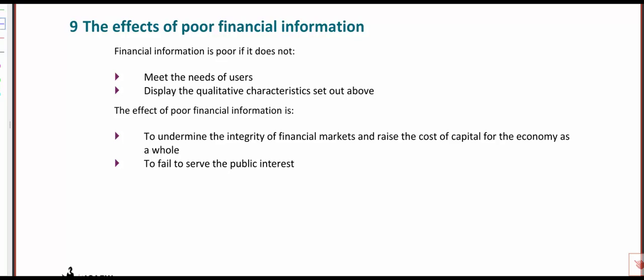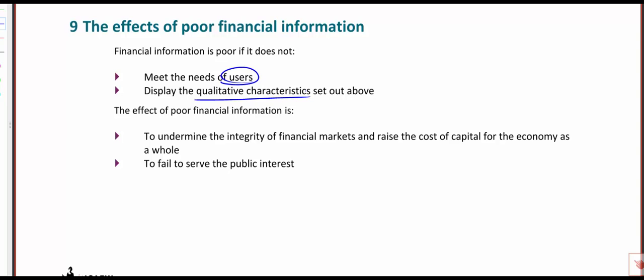So when I say poor information, poor financial information, what am I actually looking for? So firstly, maybe it doesn't even meet the needs of my users. So I know that there are various people within the organization that are going to need this financial information, and if I'm not providing it in the right way, then it's worthless. Finally, then we also kind of spoke through those qualitative characteristics of information. So for example, understandability and comparability and so on. So again, information would be considered poor if it didn't meet that.